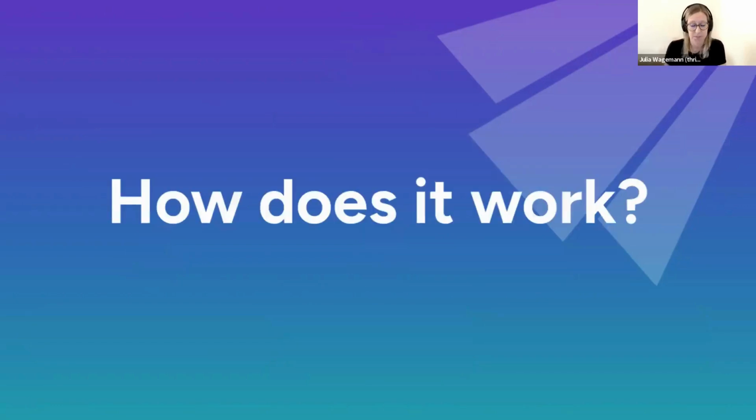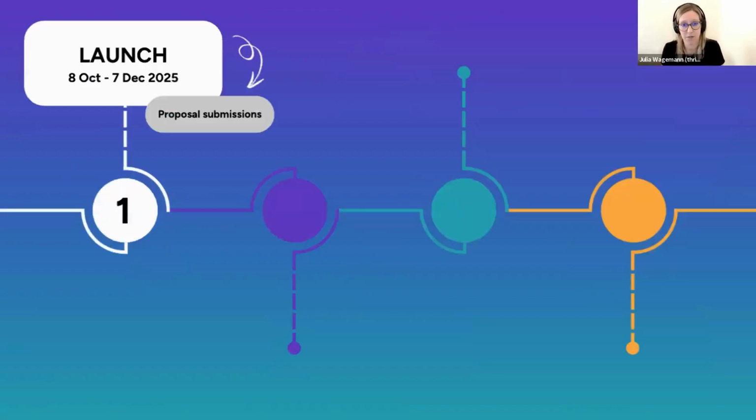How does it work? The program itself is split in 4 phases. So we had a kickoff event at the beginning of this month in London, and this was the official launch of the challenge and the submission phase. So between 8th of October and the 7th of December, you have the opportunity to prepare your proposals and then to submit your ideas until the 7th of December.